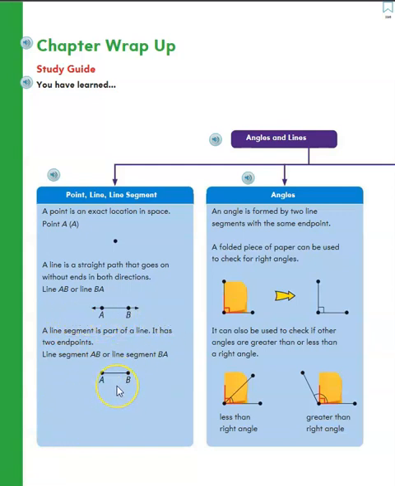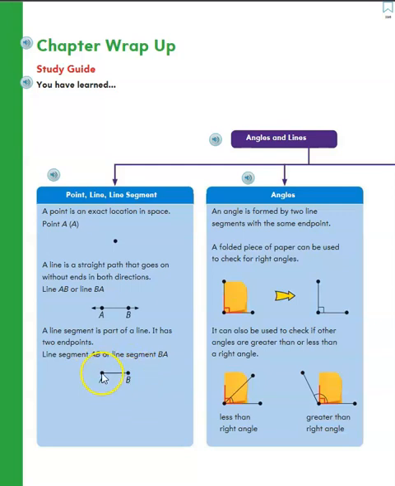Now the next one is called a line segment. So the word segment just means a piece or part of something. So we can think of this as kind of like part of a line. It's called a line segment. And the reason we know that it's only part of a line and not the full line is because we don't see those arrows on the side.